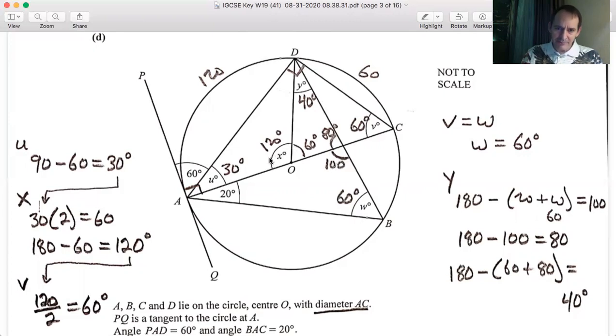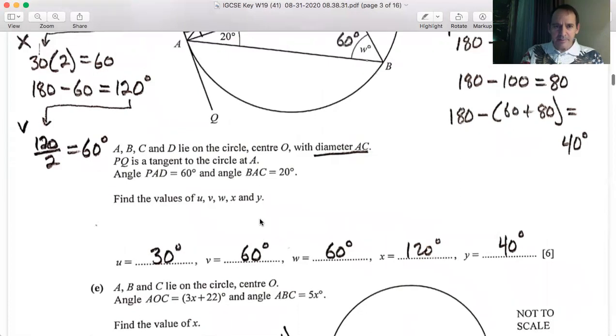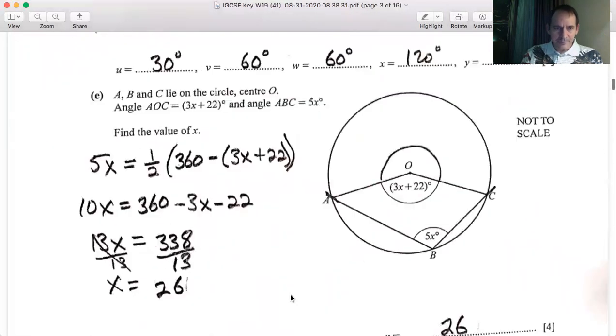Also over here we have the x, which is 120. This is a straight line, meaning it adds up to 180. 180 minus 120 is 60. So now we have the 80 and the 60. And we take 180 minus the 60 and the 80, and that gives us 40 degrees for the y value. So there's our u, v, w, x, and y. I didn't solve them in that order, but just according to how I worked through it.